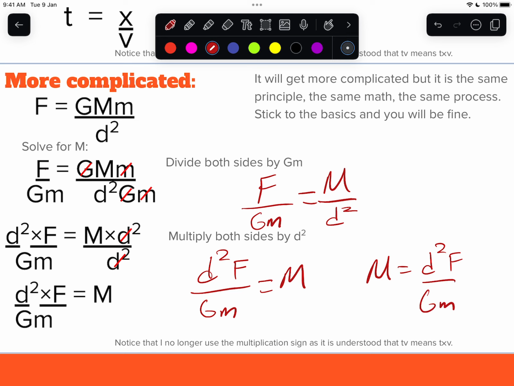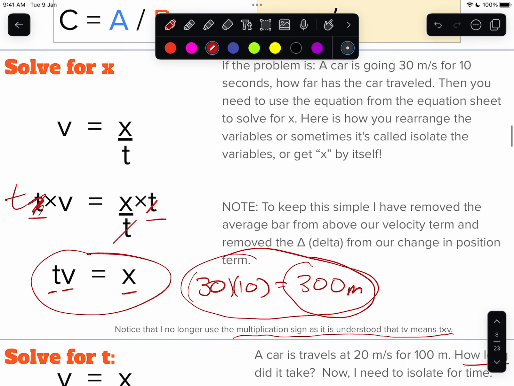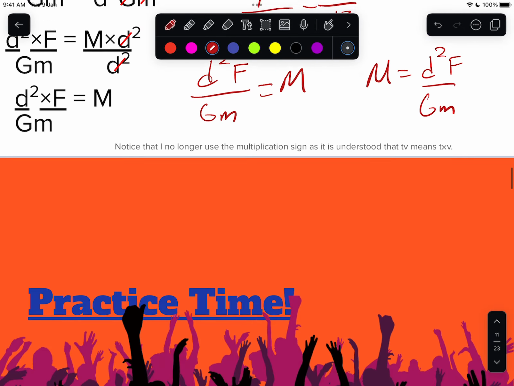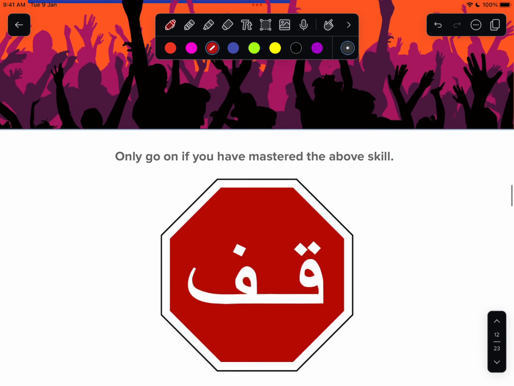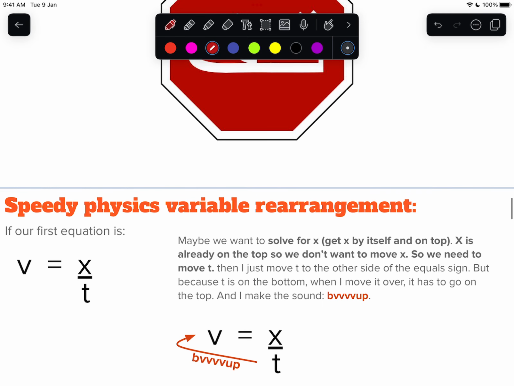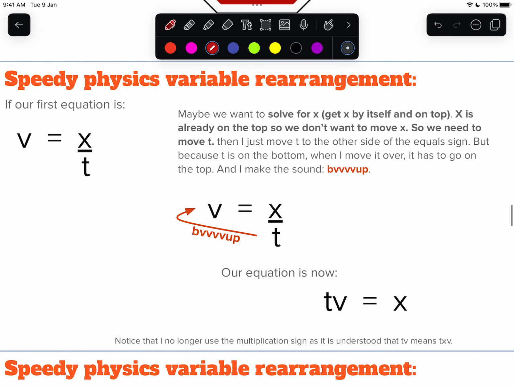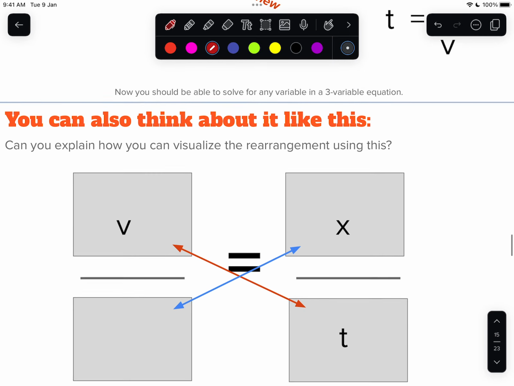Okay. Now, if you have mastered this, and this, and this, and that makes a lot of sense to you, go do some practice. Make sure you can do it. Now, once you can do it, we've got some cheat codes down here of how you can do it really, really, really fast without so much work. But again, make sure you learn the math version first, and then you can use this visualization way of rearranging the variables that I use a lot when I'm solving physics problems.